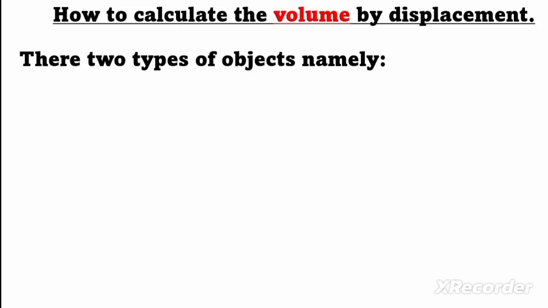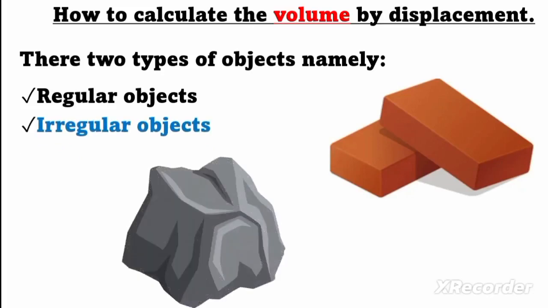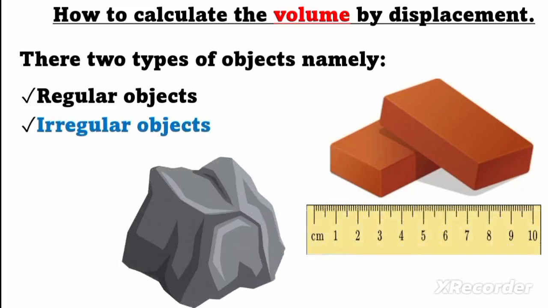Namely, regular objects. Regular objects have a regular shape with regular sides. And the irregular objects. Irregular objects have an irregular shape. So we cannot use a ruler to measure the volume of this object. As we can see, it has an irregular shape.